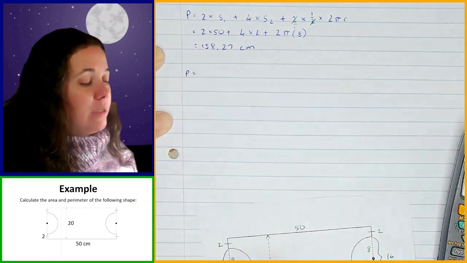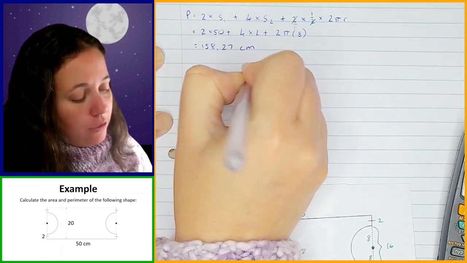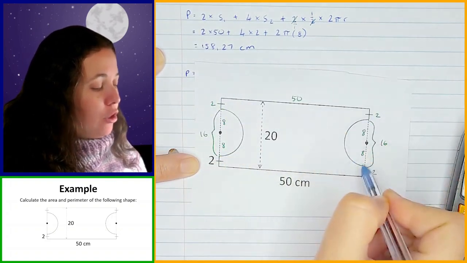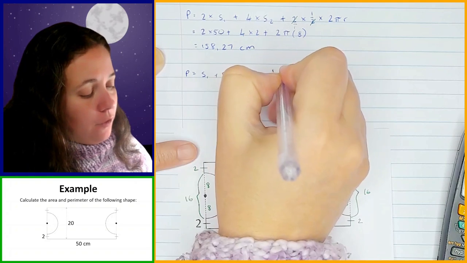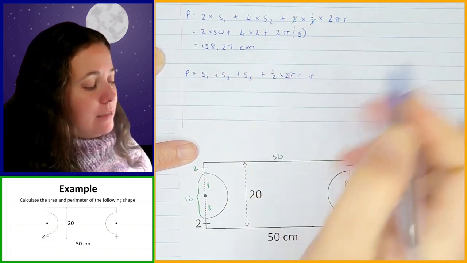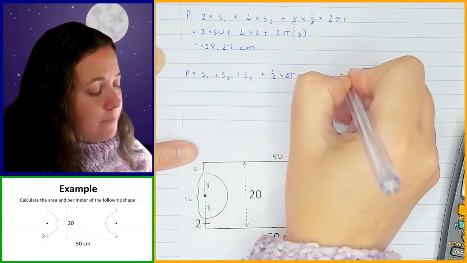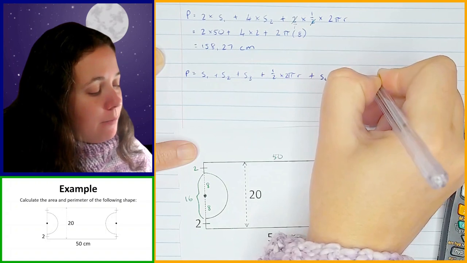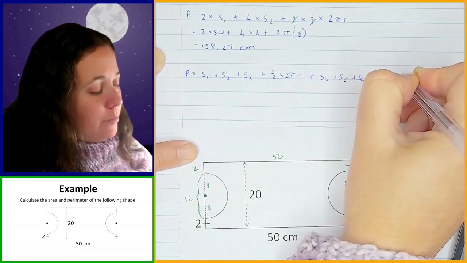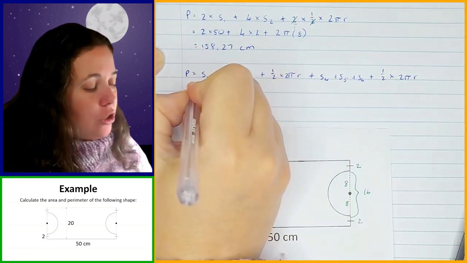So perimeter is side 1 plus side 2 plus side 3. And then we've got a half circle. So half of the perimeter, so it's 2 pi r, plus side 4 plus side 5 plus side 6. Plus, again, a half circle. So half of the perimeter of a circle, 2 pi r. And now we're going to go and fill in everything.